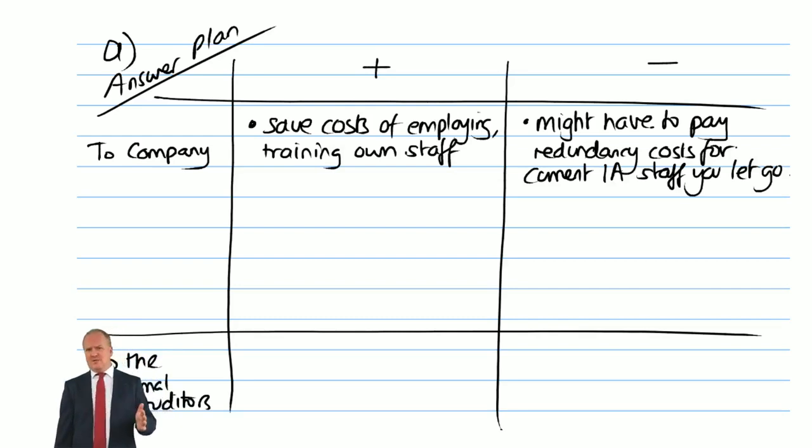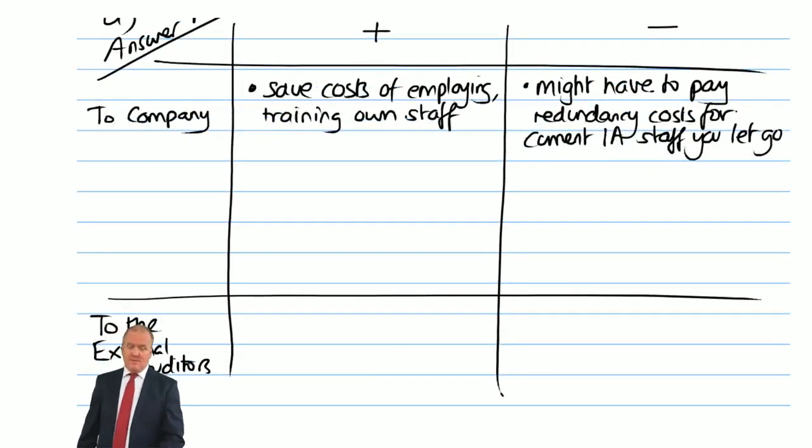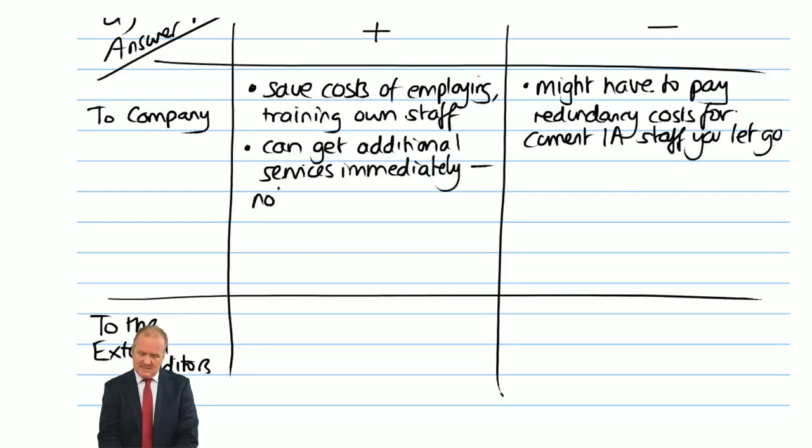Now, of course, there are clues in the question here, aren't there? It says there's currently a small internal audit department, and they are looking at enlarging it so they can do more work. And one of the benefits of outsourcing is it might be possible to get additional services immediately, because you don't have to wait to recruit the staff yourself.